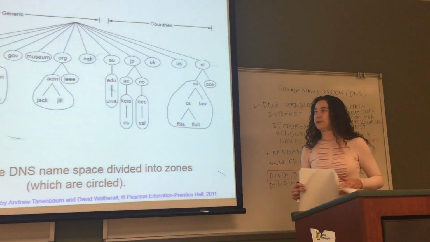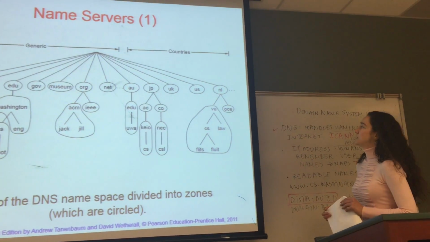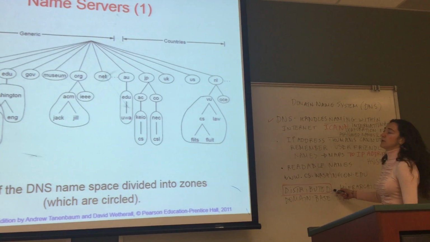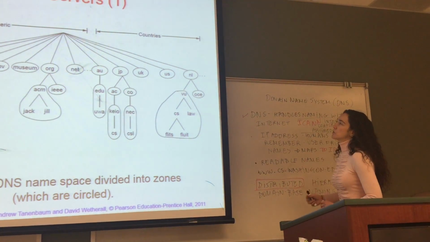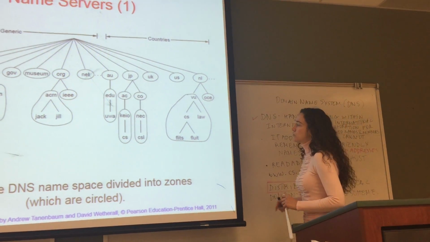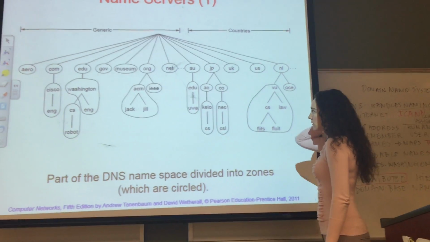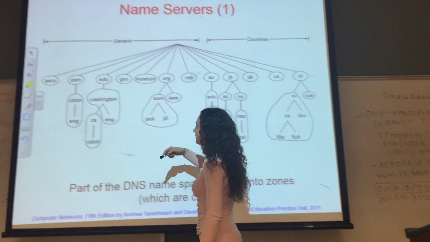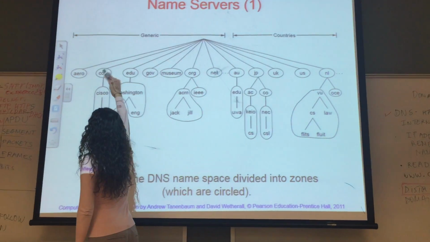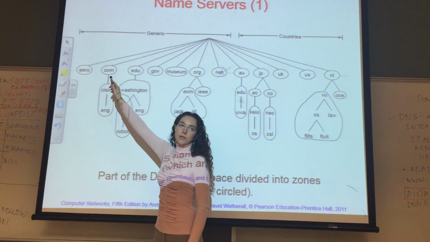The DNS is divided. It's a distributed system because it's divided among many servers. So we have these zones. The DNS space is divided into zones. For example, the com domain is managed by a particular DNS server.